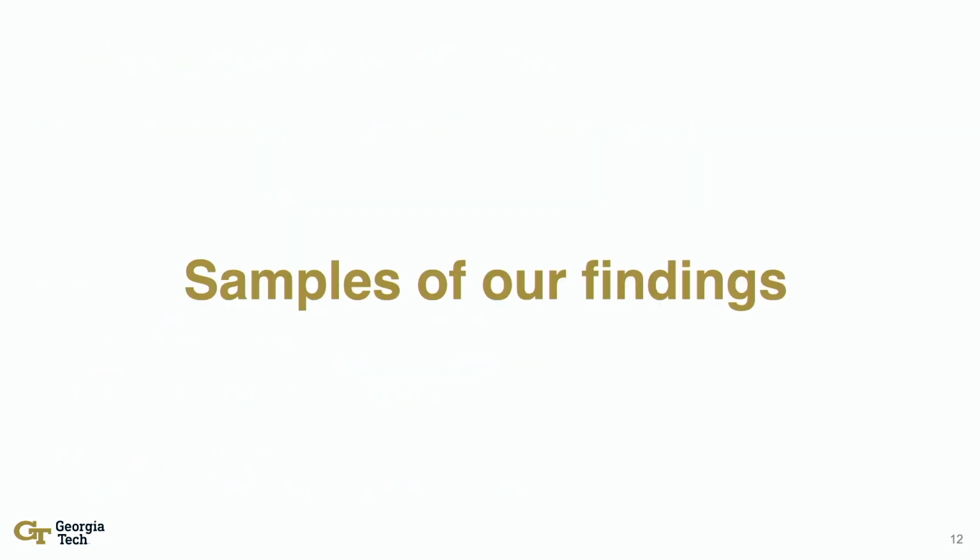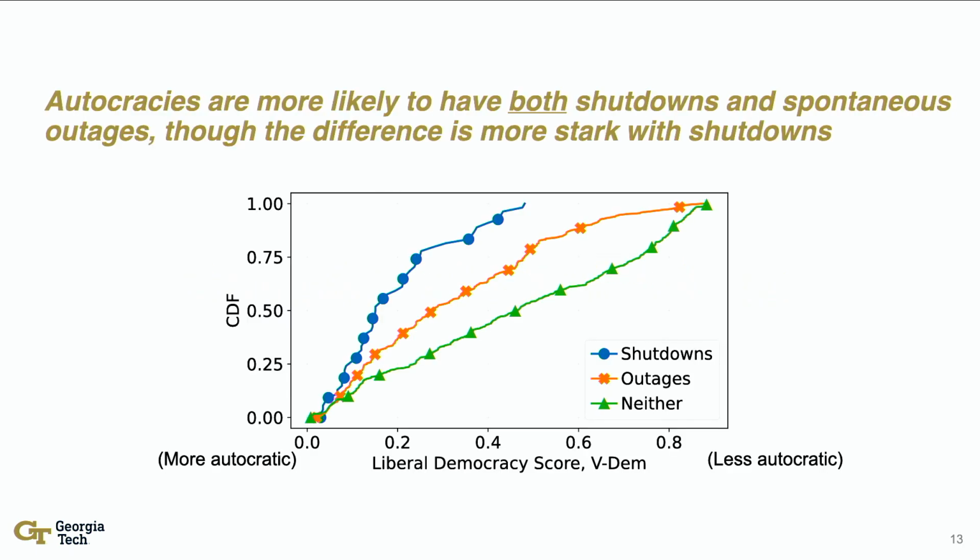So just real quickly, I'll briefly go over some of the highlights of our analysis. Be sure to check out the paper if you're interested in learning more. But in general, we found that countries with internet shutdowns and spontaneous outages tend to be more autocratic compared to countries that had neither type of event. With that said, the difference was much more stark with countries that do have shutdowns. As you can see, that distribution is pushed to the left.